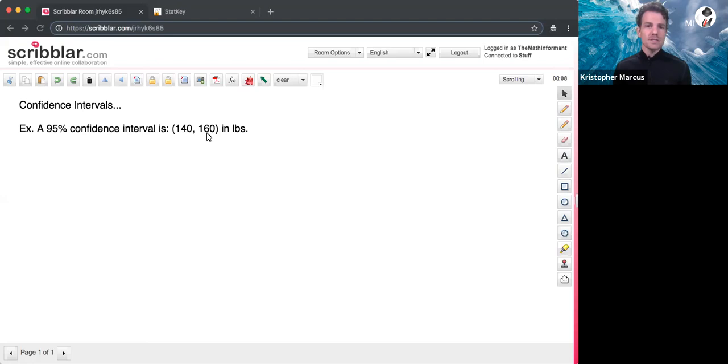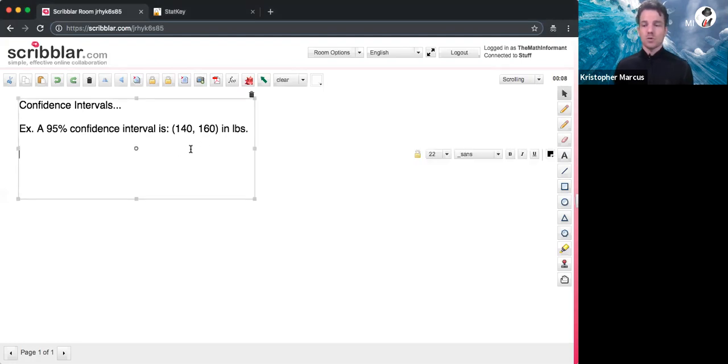And we want to know what is the average or mean human adult weight for all human beings on planet Earth. Well, if that's the case, what we could do with this little range or window of values is say, with 95% confidence, the mean weight of all humans is between 140 and 160 pounds.